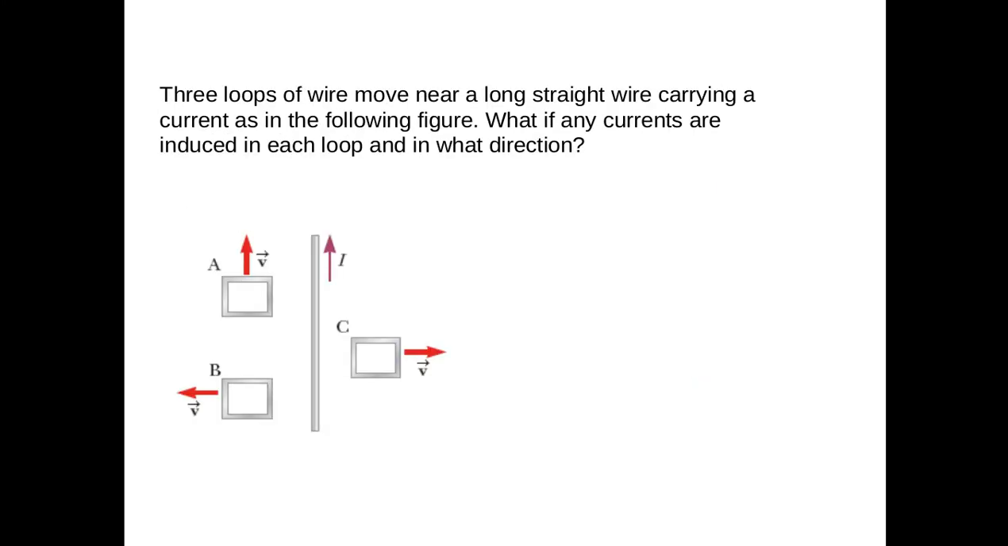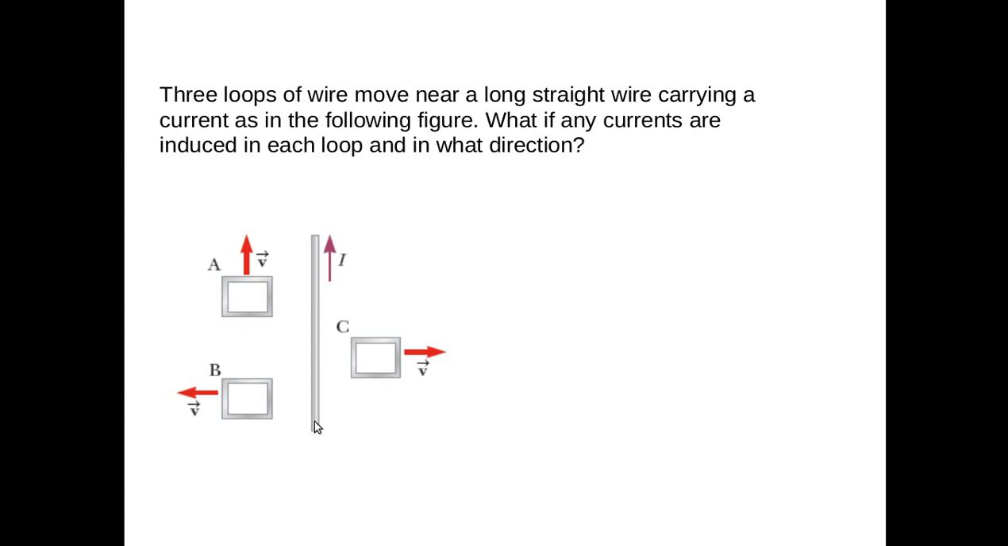Okay, so I've got 3 loops now, 3 loops on either side of the current carrying wire. It says 3 loops of wire move near a long straight wire carrying a current. What, if any, currents are induced in each loop and in what direction? It doesn't say that the current is changing through this wire, so there's a constant current.